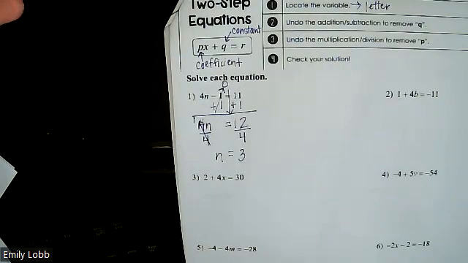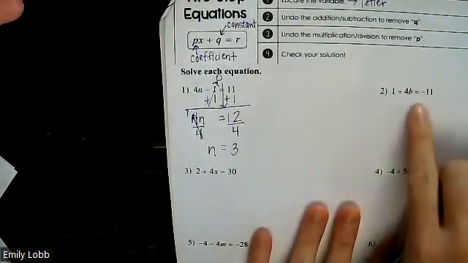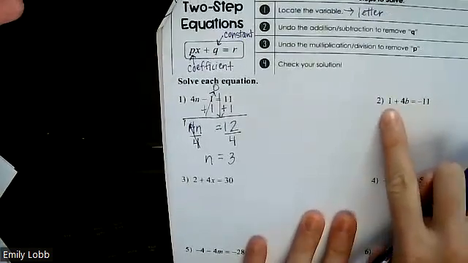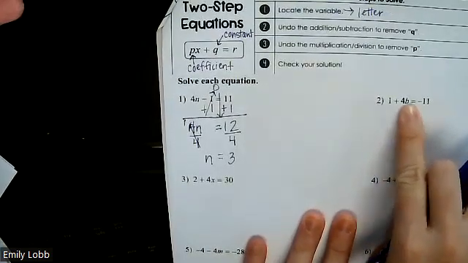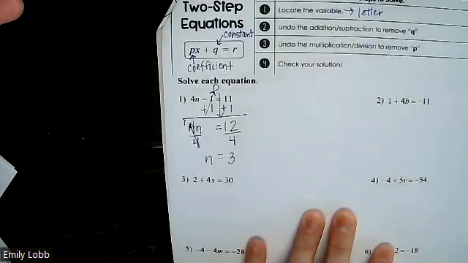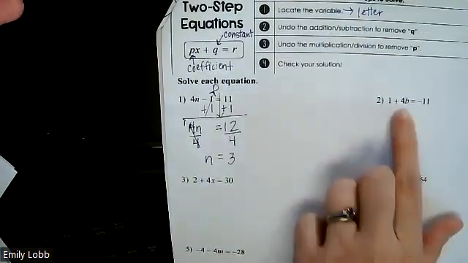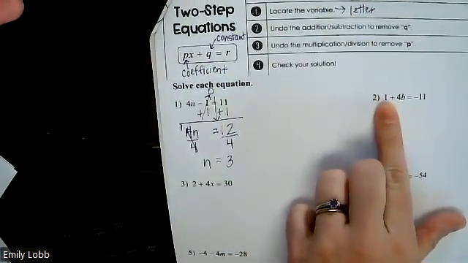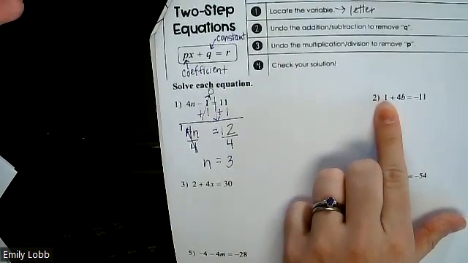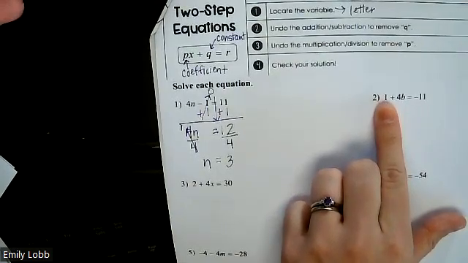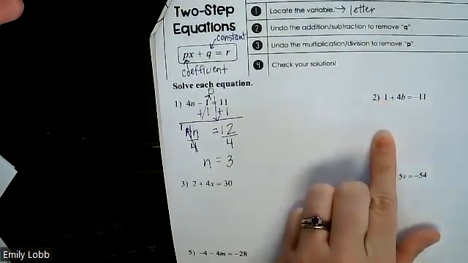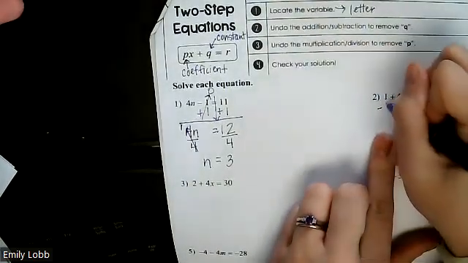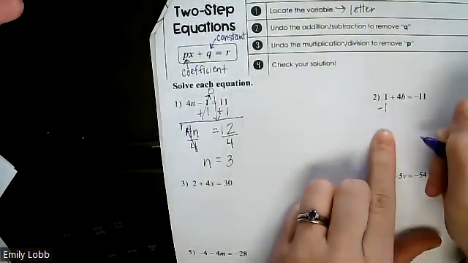Now, number 2 is going to look very similar. But first, we have to get rid of the constant. Notice they rearranged this a little bit. Don't let that fool you. We still have to get rid of this positive 1. So we're going to take its opposite. What's the opposite of positive 1? -1. So if I subtract 1 from 1, it will be 0, right?